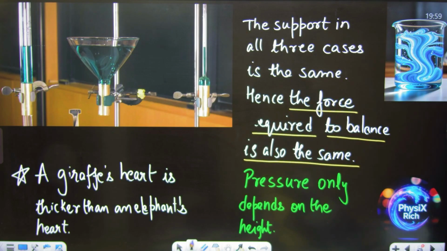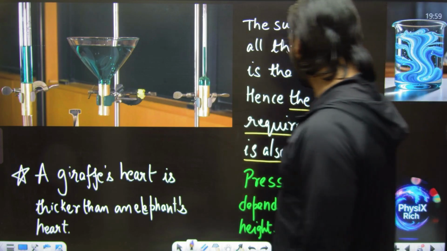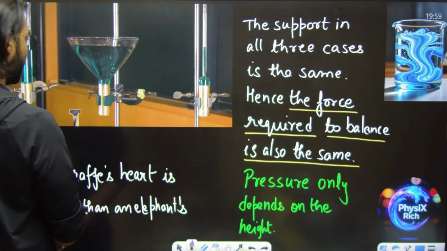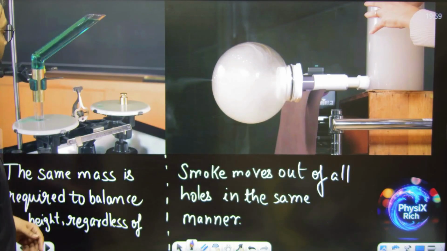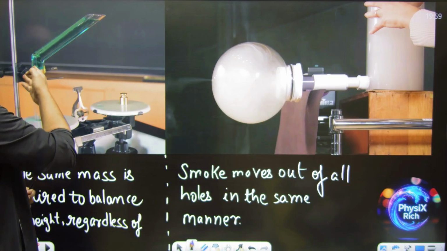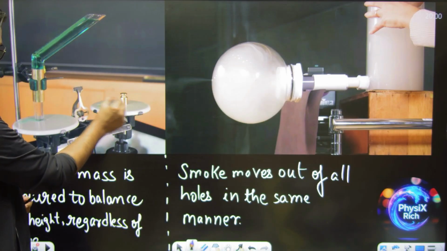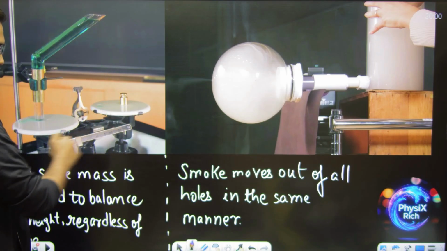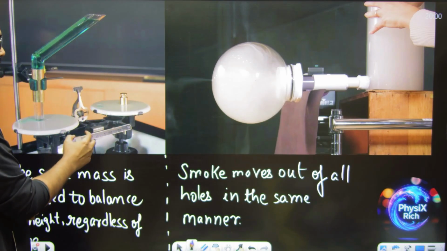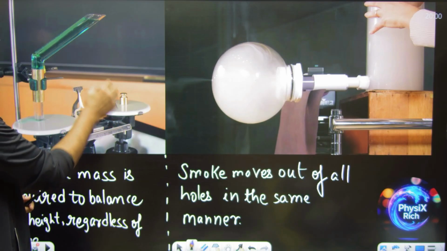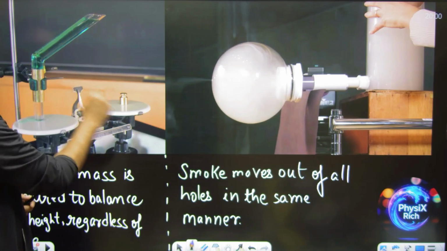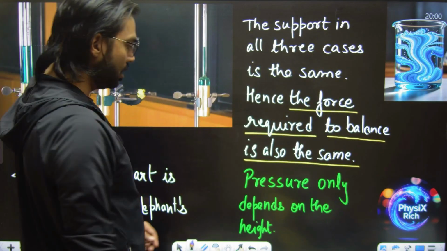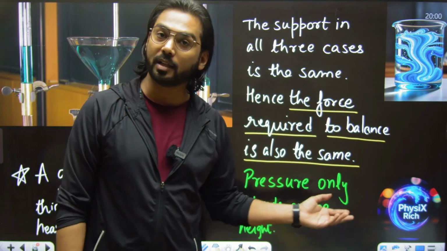Now, the force required to balance, let's say, if you see this diagram, check this out. Now, this has a different shape. Now, there is a mass kept over here. What I have done is that I have taken this mass and I have put it on a weight balance. And I see that the weight balance required in this sort of orientation was the same in all three of them, because pressure only depends on the height.